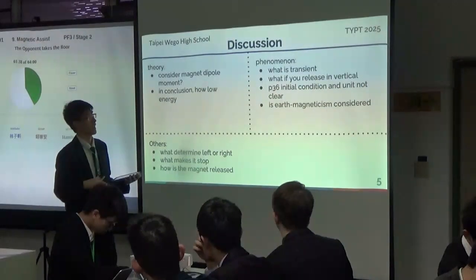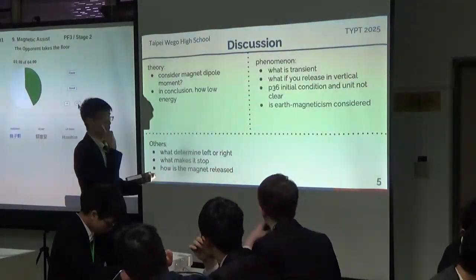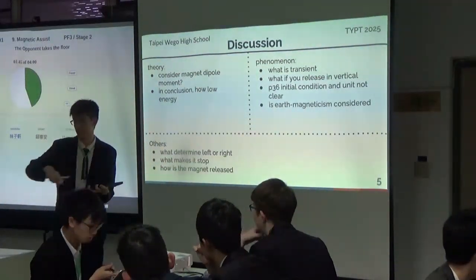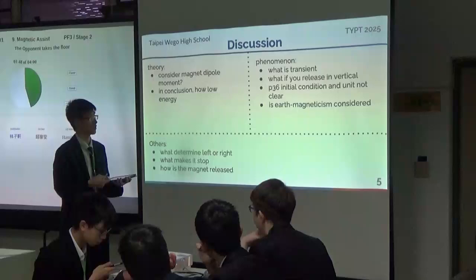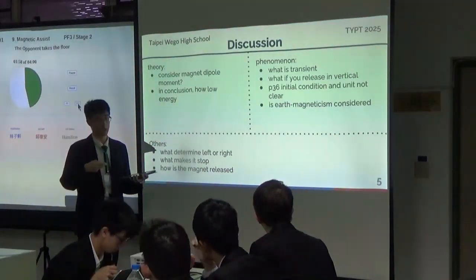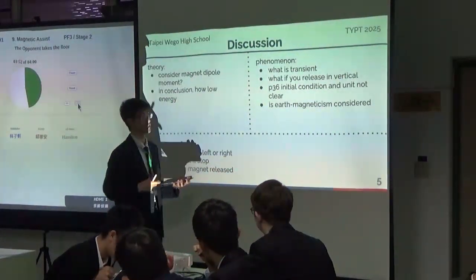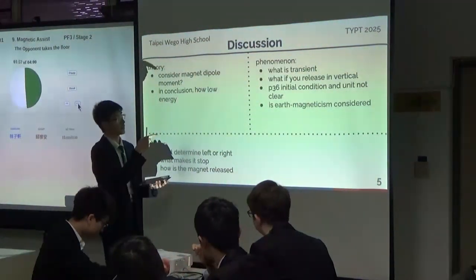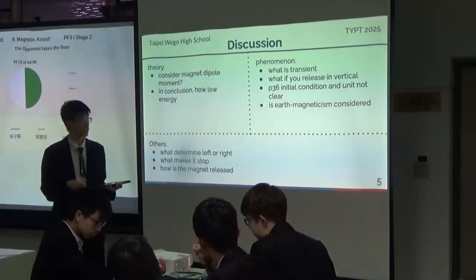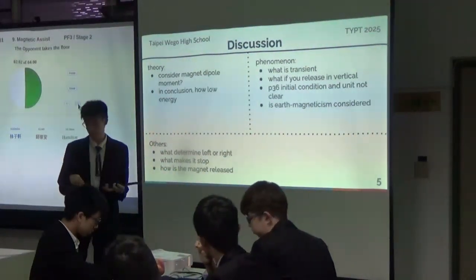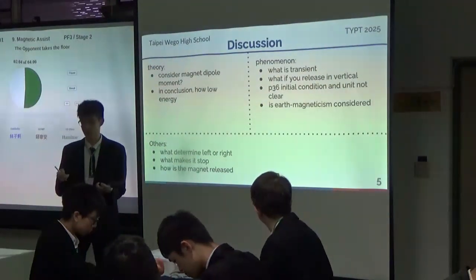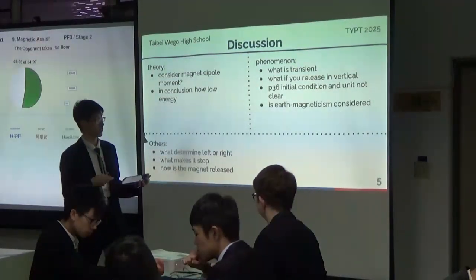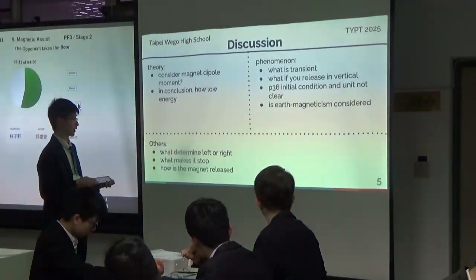I'm really curious about that. As for the phenomenon, in your experiment, you release it only in the horizontal direction with the base magnet. So I'm curious, did you observe what happens if you release in a vertical direction? Is that going to be chaos? And on page 36, what's the initial condition and unit? And since you say it's chaos, it means that it's highly sensitive to the initial conditions. So why don't you consider the Earth's magnetism? I'm curious about this too.